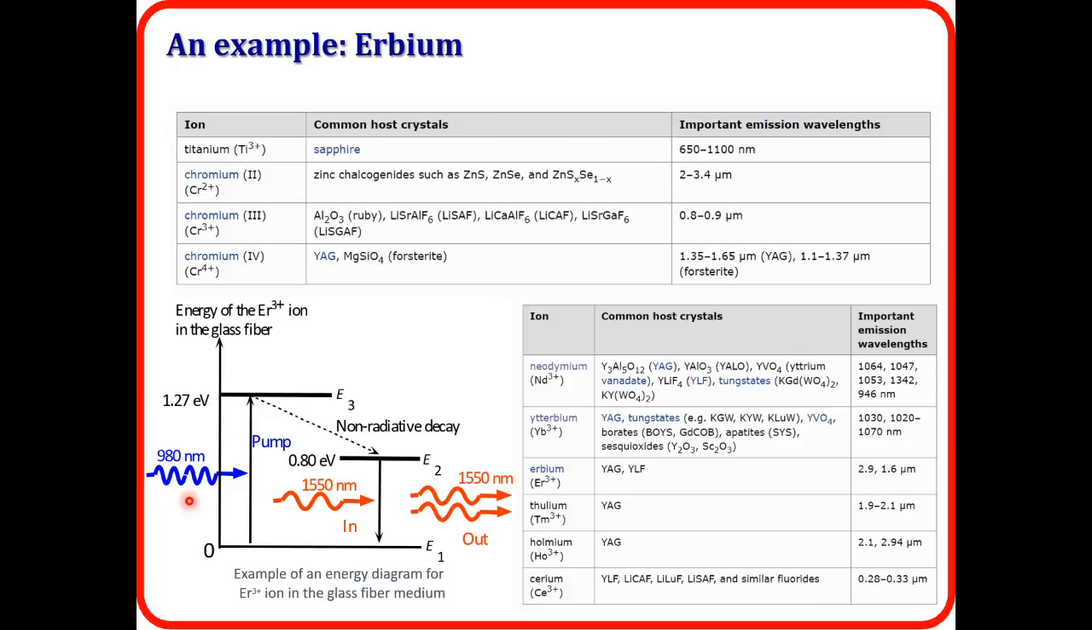In this case, when we are using an erbium system, we can excite the material by using 980 nanometer, and it can go from level 0 to level E3 due to this. And then from E3 to E2 is de-excitation, which is non-radiative. And then from E2 to E1, when the electron goes from E2 to E1, you will get a photon. And if this photon de-excitation is happening in the presence of an extra photon, then you will get two photons out of it, and this process is known as stimulated emission.